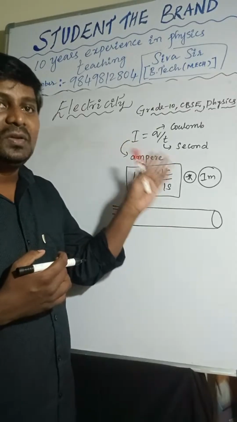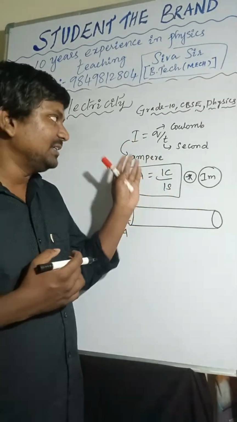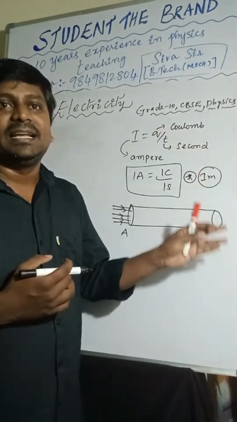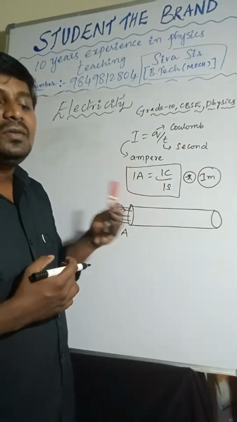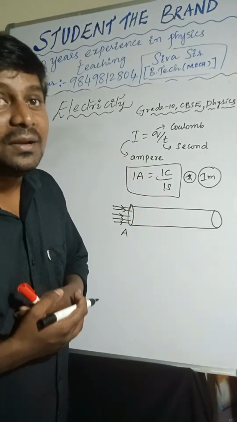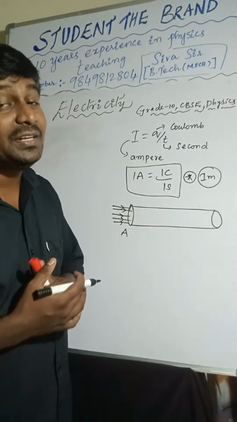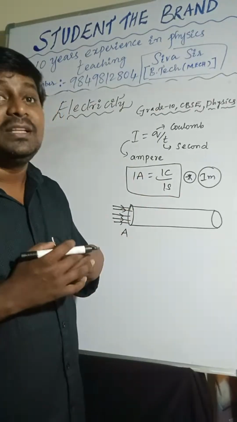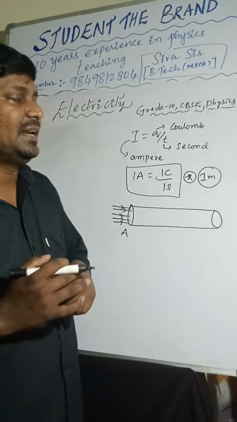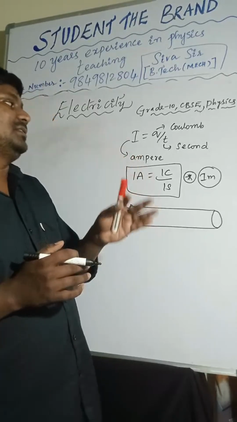You have to learn. Okay. So I equal to Q by T. SI unit of current is ampere. SI unit of charge is coulomb. SI unit of time is second. So like that, you have to remember the points. What is the SI unit of current? Ampere. What is the SI unit of charge? Coulomb. What is the SI unit of time? Second. So 1 ampere is what?